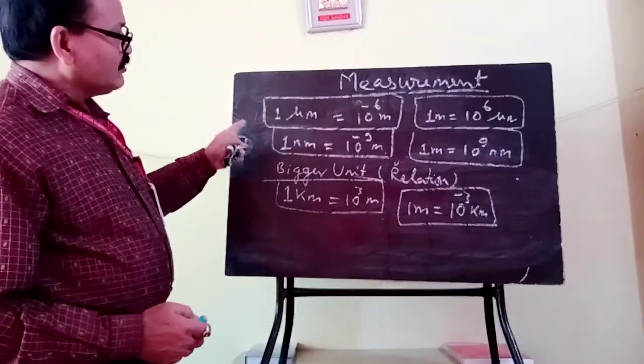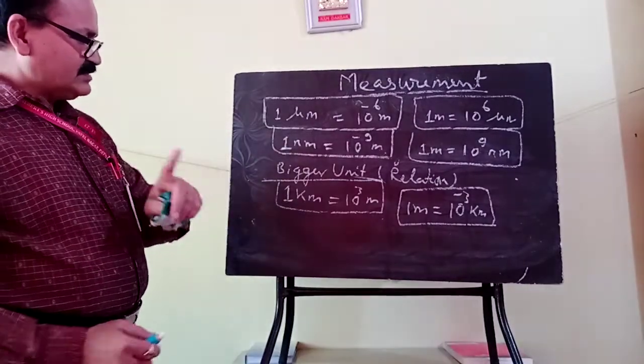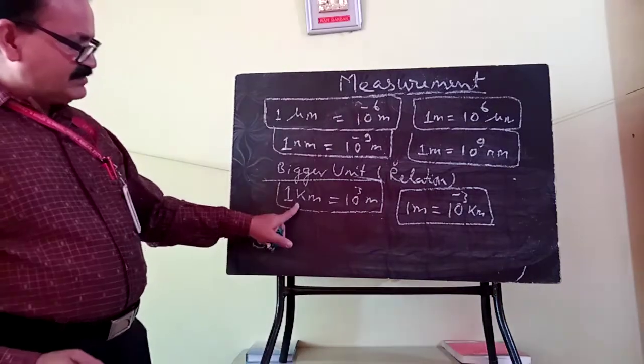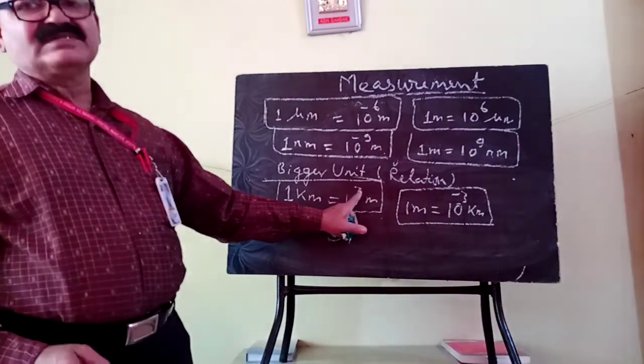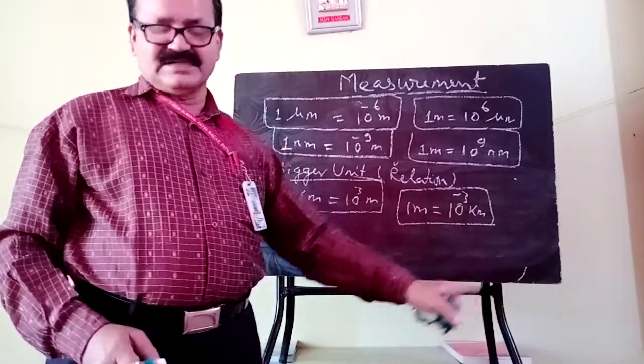One more smaller unit is there, that is Fermi. That I will explain later on. But for bigger units, we have started from kilometer. 1 kilometer is 10 to the power 3 meter, and 1 meter equal to 10 to the power minus 3 kilometer.